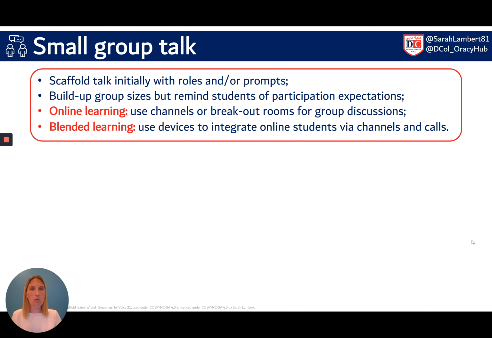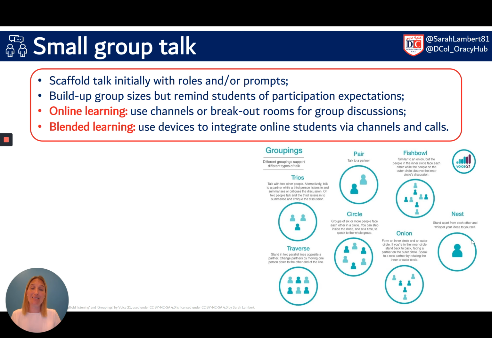Group sizes I would build on. I recommend starting with pairs, ideally threes, because actually in a pair it can break down and then there's nothing going on. In a three, even if one person decides to opt out slightly, two can keep it going. So 3 is a very good number. Here are some examples of different groupings you can experiment with.